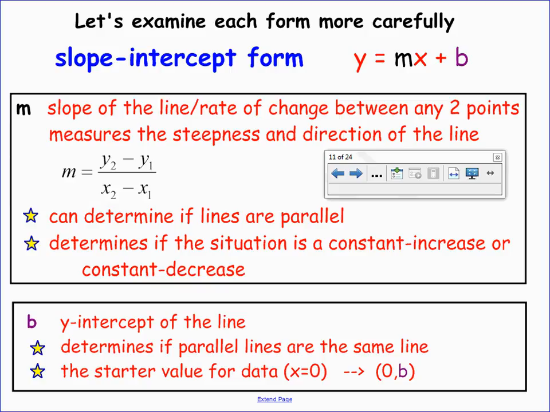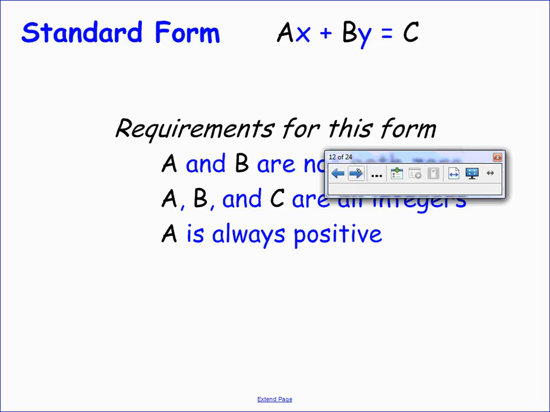b is the y-intercept of the line, or the start value of the line. It determines if parallel lines are the same line. It's the starter value for data. When x equals 0, what's the y coordinate? That's the y-intercept, 0 comma b, where b is my y-intercept, also called initial value. And we did include this on the printout, so you wouldn't have to write it all down, but these are some key informational things regarding slope-intercept form.